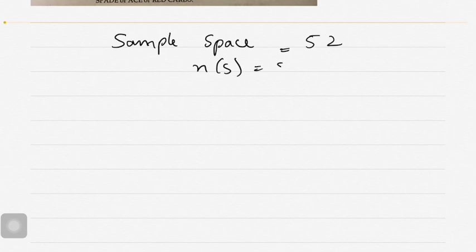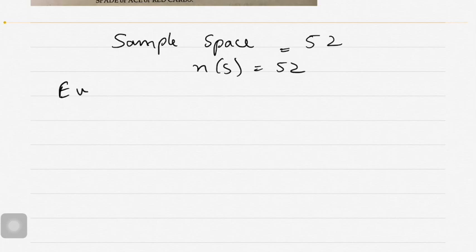Okay, let us start solving. What is the sample space? Sample space is going to be 52. Yes, because there are 52 cards in a pack of cards, and it's already given in the question: a card is drawn from the pack of 52 cards. So your n of S is 52.